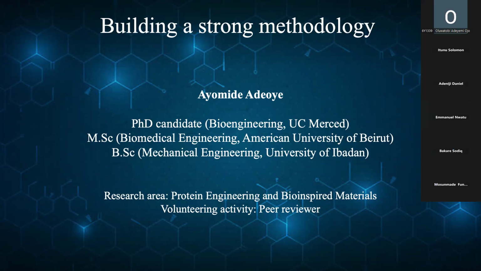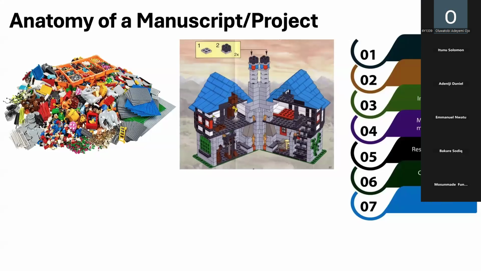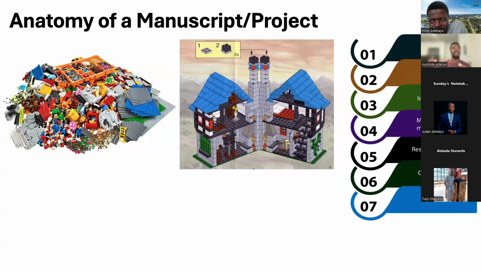So, building a strong methodology. When you are writing your research, it is like building a house. There are various components that come together to form a house. You can't just say you want to build a house without looking into different key aspects. All these components are really important. For instance, if you want to build a foundation, there are some materials you use to build it. Once you have a solid foundation, you can build all your structures on it. So mostly you are bringing different components together to form a house. The same thing applies to your research. You are bringing different components into your research to form a project or a manuscript.